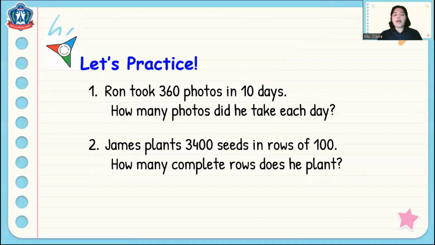Okay, I have here some problems. Problem 1: Ron took 360 photos in 10 days. How many photos did he take each day? Problem 2: James plants 3,400 seeds in rows of 100. How many complete rows does he plant? So, share your answer, children, and try to look for the answers.